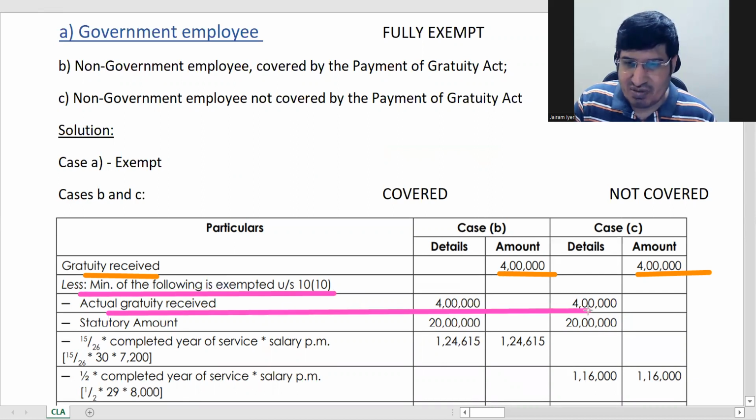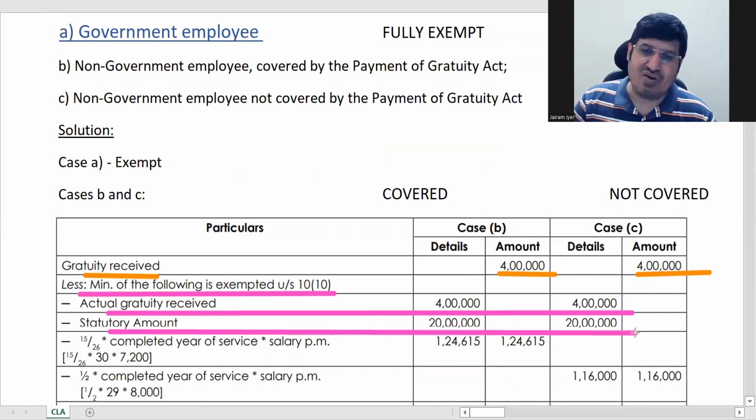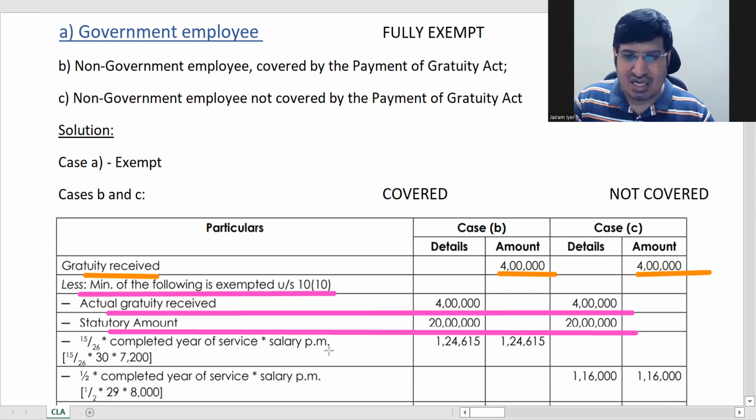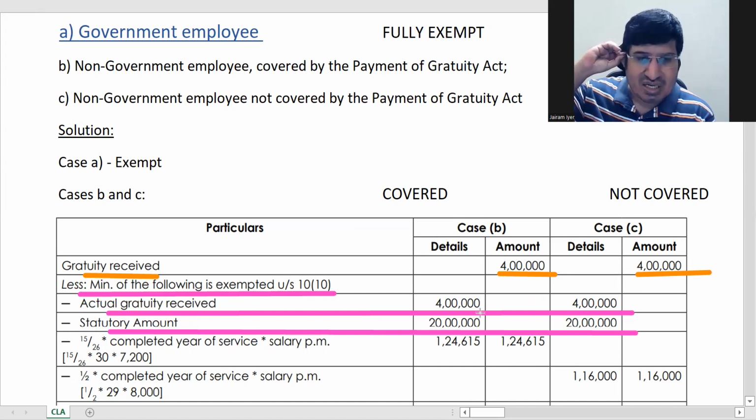Actual gratuity received will be the same for both. Statutory amount will be the same for both, correct? Now let us compute the last thing, which is the most important. Once we get this part, the problem is solved, correct? But till here we have done nothing, just put gratuity received, and these two points are already given, you don't have to do anything about it.